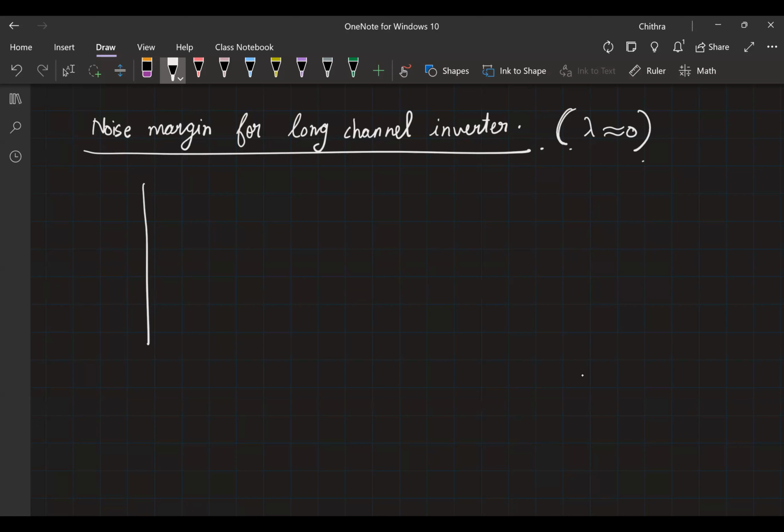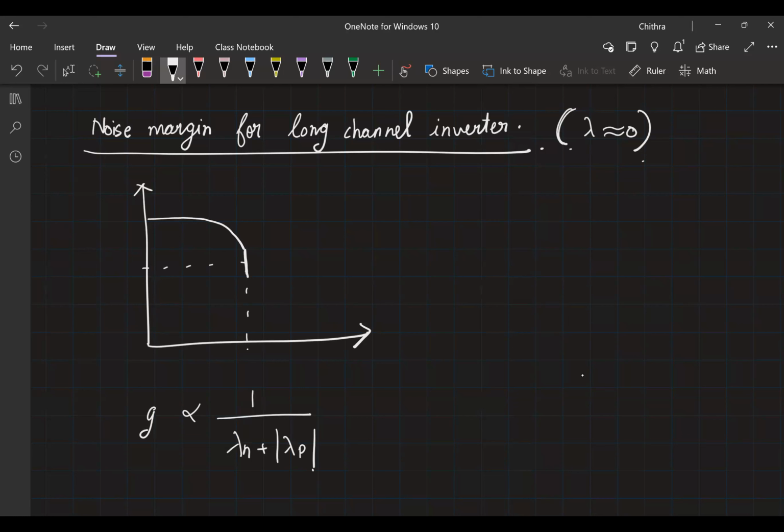Then we saw the problem, right? If I assume lambda to be equal to 0, you will see this again if you write the whole expression and derive. You'll see that the gain is going to be proportional to lambda n plus mod lambda, which means corresponding to the midpoint voltage, your gain is infinity. It doesn't mean that the characteristic is an ideal VTC. It's just that you will have a curve like this, where here you have infinite slope.